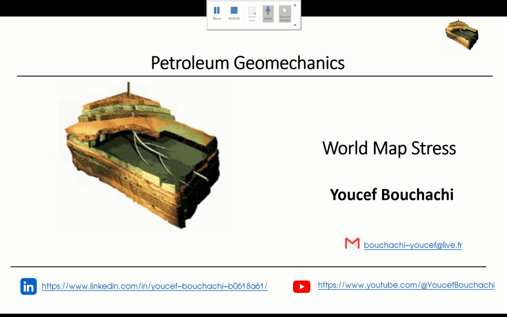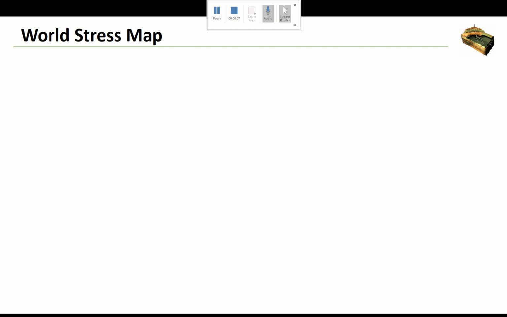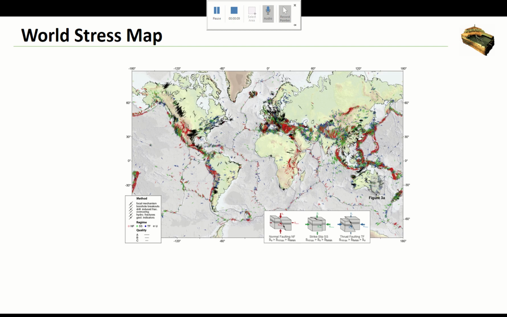Today we will talk about earth stress. Here is the World Stress Map, one of the indicators of the stress state over the earth crust. The World Stress Map is the worldwide database of the stress orientation. However, most of the data used in the World Stress Map are from earthquakes at plate boundaries.